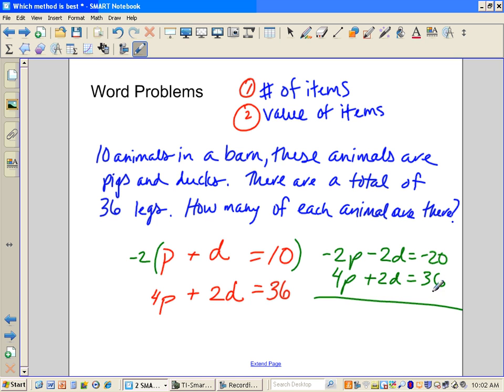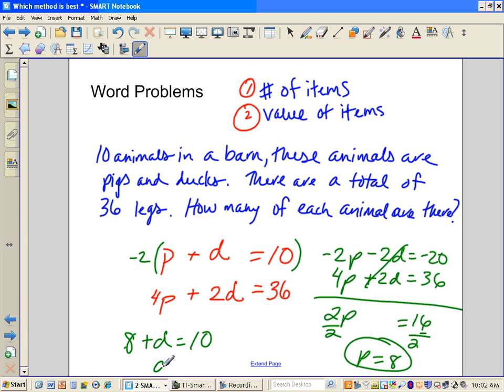I did negative 2 on the top because my ducks eliminate there. I have 2p is equal to 16, divided by 2. P is equal to 8. Once I know P, if it's supposed to be 8 plus D is equal to 10, then I know D is equal to 2. Okay, so I have 8 pigs and 2 ducks as a way to have 36 total legs of pigs and ducks in my barn.